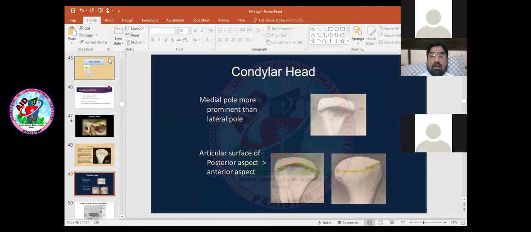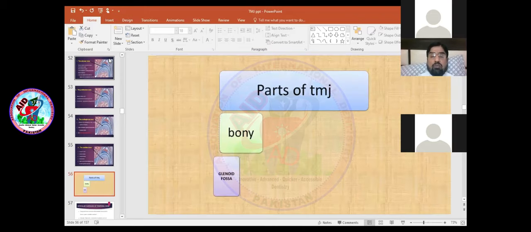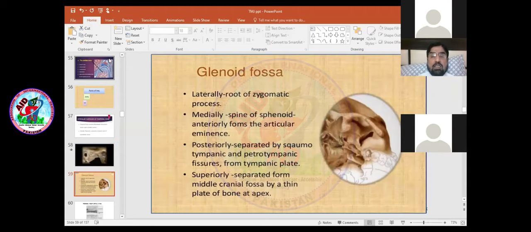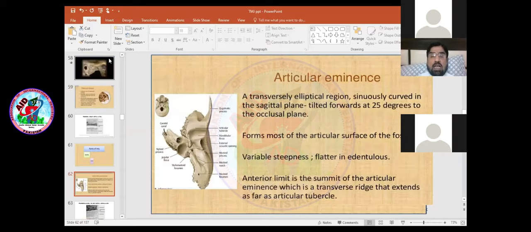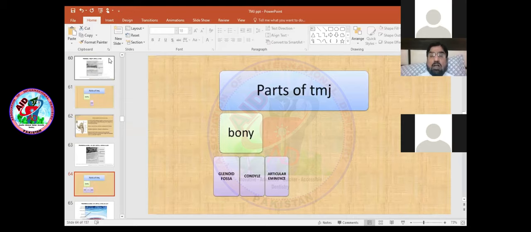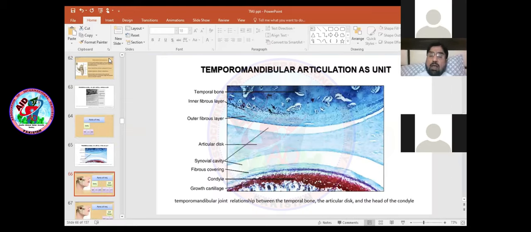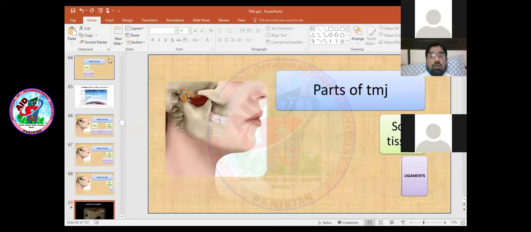After that, we went for the histology of the condyle, and we discussed all the four zones. Then we went for the glenoid fossa. We covered the glenoid fossa, its boundaries, and its histopathology. Then we went to the articular eminence and covered its histology as well. Then we went overall to the articular unit, and that articular unit moves forward to the soft tissue. In soft tissue, we covered the ligaments, in ligament, the capsular ligament.